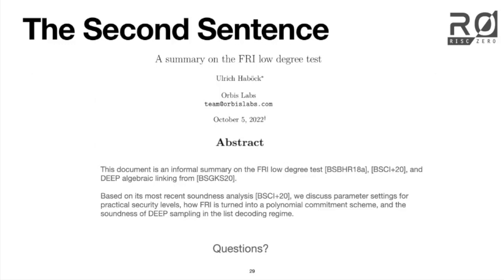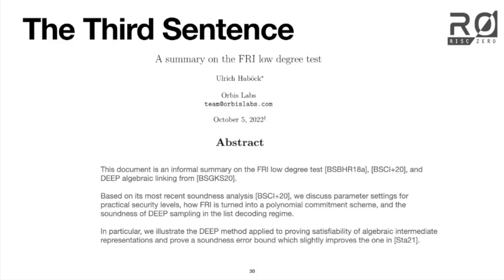So here are the first 2 sentences of the abstract, which we've discussed a little bit, with a pin in Ash's great question about what we mean by code and code word. Now the last sentence of the abstract, and then we'll dive into an example of a code. We illustrate the deep method applied to proving satisfiability of algebraic intermediate representations, and prove a soundness error bound which slightly improves on the one in the ETH Stark documentation.